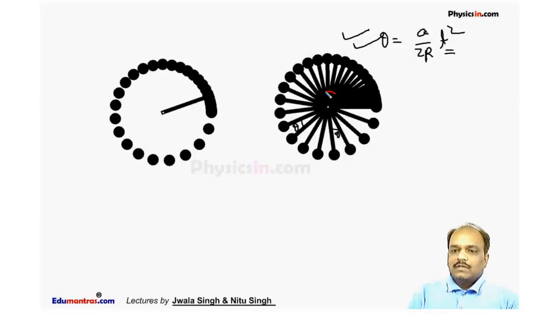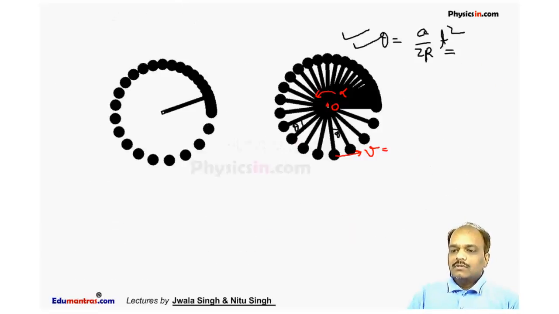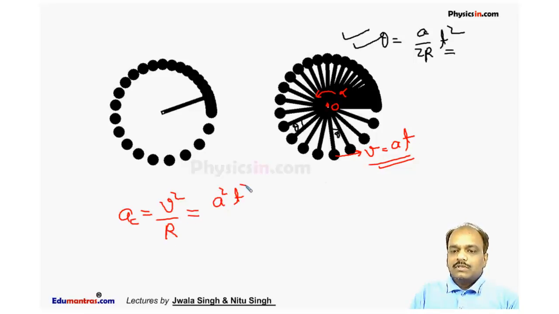Here the particle is going through rotation with an angular acceleration about this point O, and the speed of the particle v is also increasing. This is v, which is equal to, I have already written here, v is equal to a into t. So the speed of the particle goes on increasing. So we can say the centripetal acceleration is equal to v square by r, and v square means it is a square into t square by r. This is the centripetal acceleration.